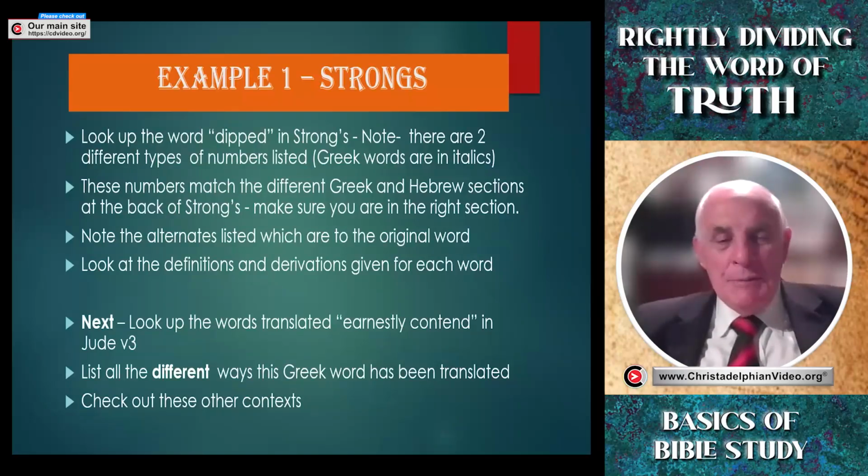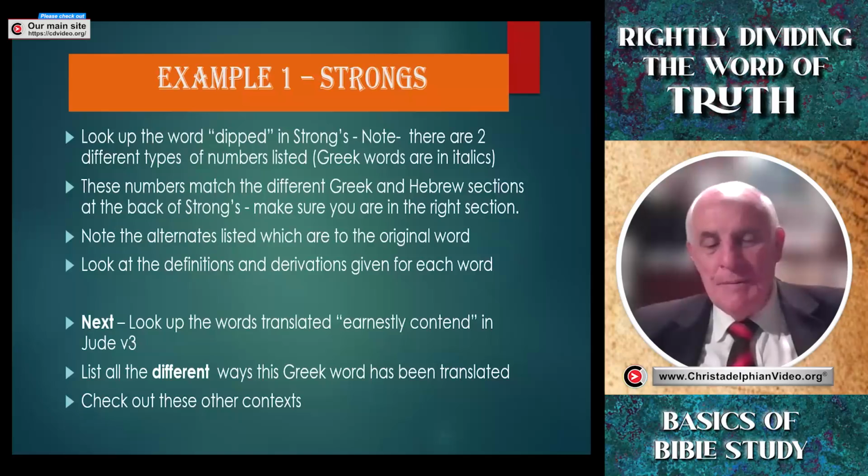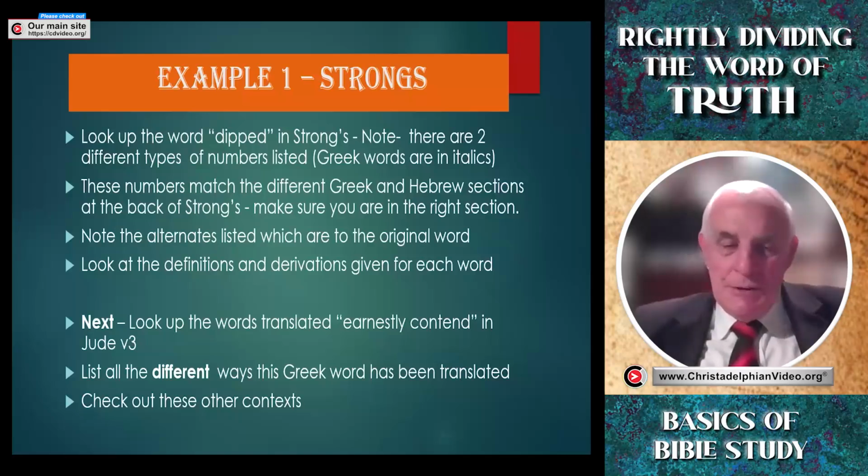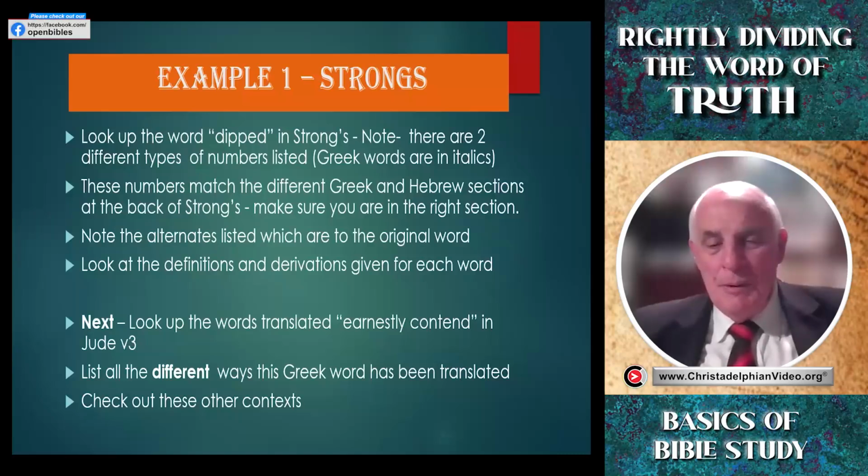Now we go to a New Testament one. Let's look up the words in the New Testament, earnestly contend, which we find in Jude verse 3. And the exercise you need to do is look at all the different ways this Greek word has been translated through your Bible. Check out the other context. So there are some examples for you to work on. So please, if you've got the time, stop the recording now and go away and do those exercises, and then come back and resume at your leisure.